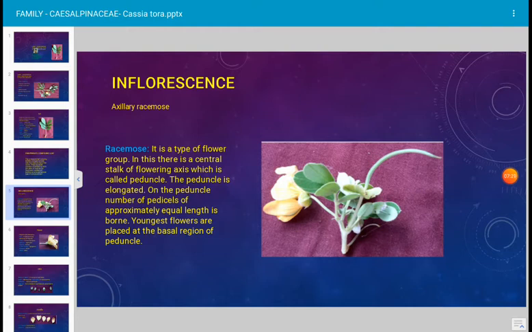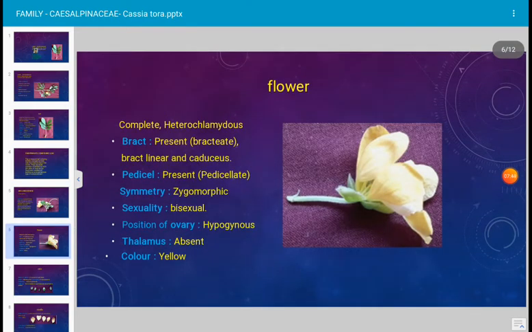and the youngest flowers are situated at the basal region of the peduncle. And this flowering axis, that is inflorescence, is initiated from the axil of the leaf. Hence it is axillary racemose type of inflorescence that occurs in Cassia tora, family Cisalpinaceae. Next slide. This is the flower of Cassia tora.